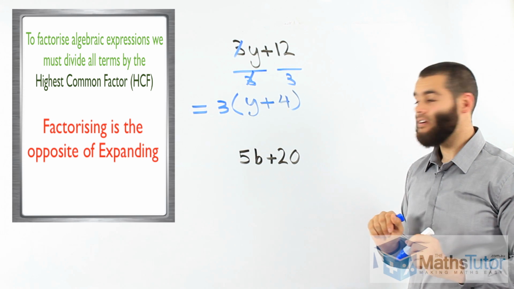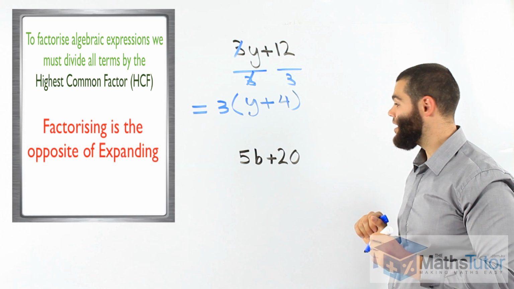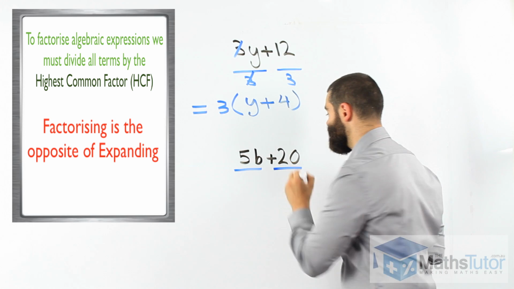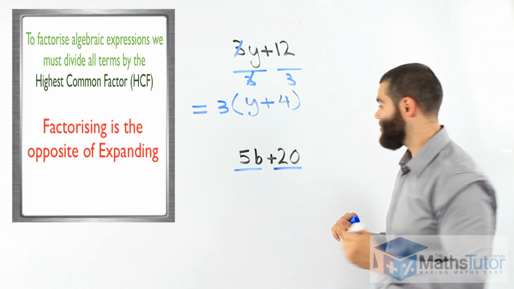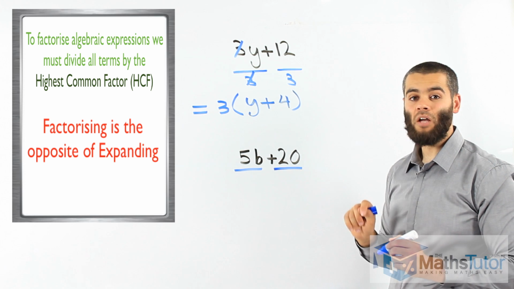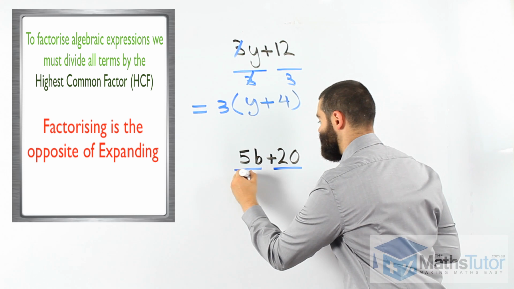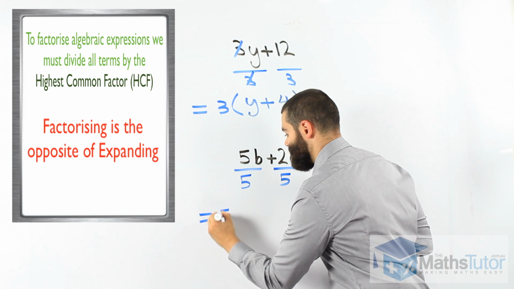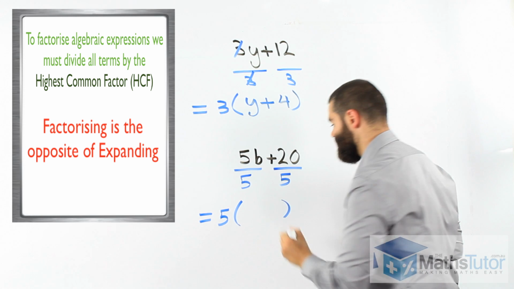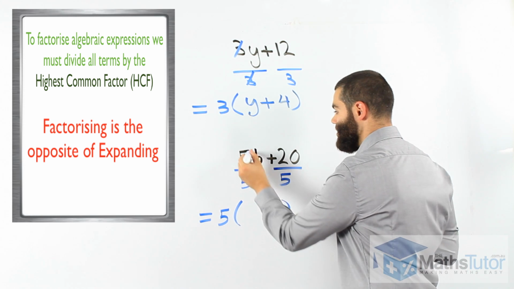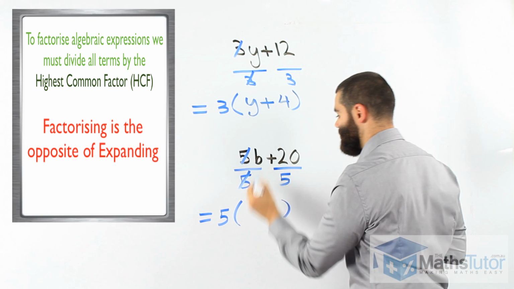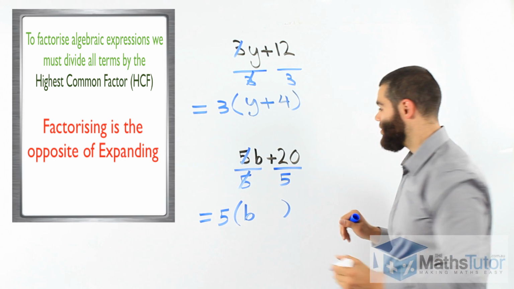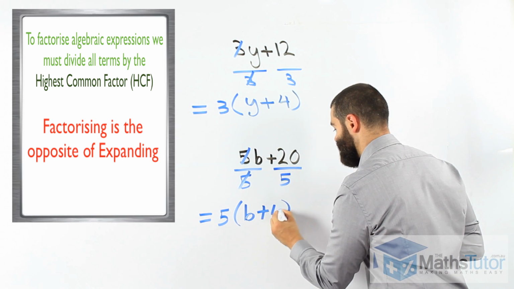We're asked to factorize 5b plus 20. Again, what do we look for? The highest common factor, and we divide both terms by the highest common factor. In here, if you know your times tables, you know straight away it's going to be 5. Now, we put the highest common factor outside, we put our brackets. Now when we divide, 5 divided by 5 is 1, 1b. And positive 20 divided by 5 is positive 4.